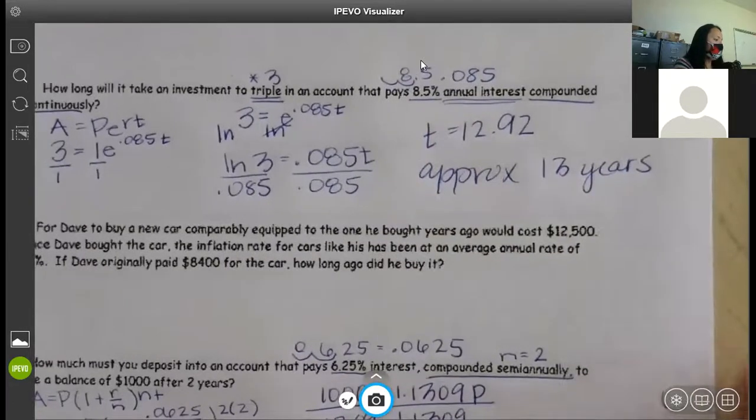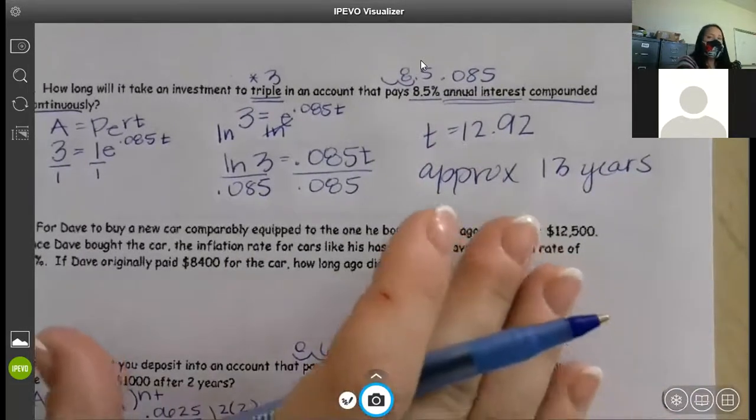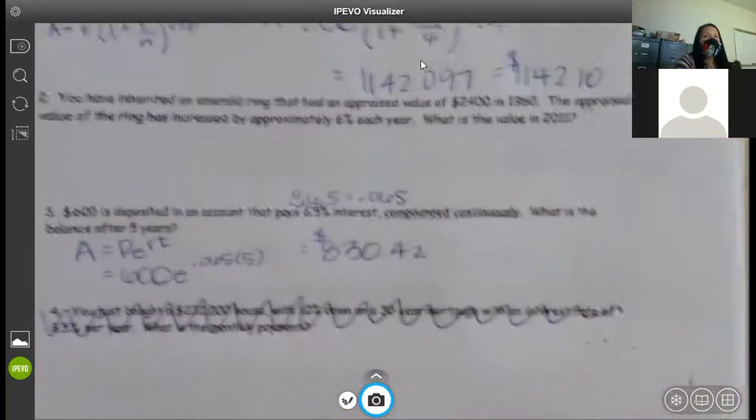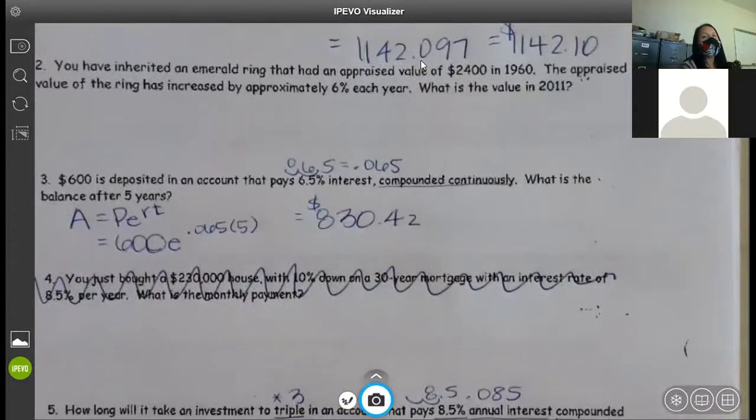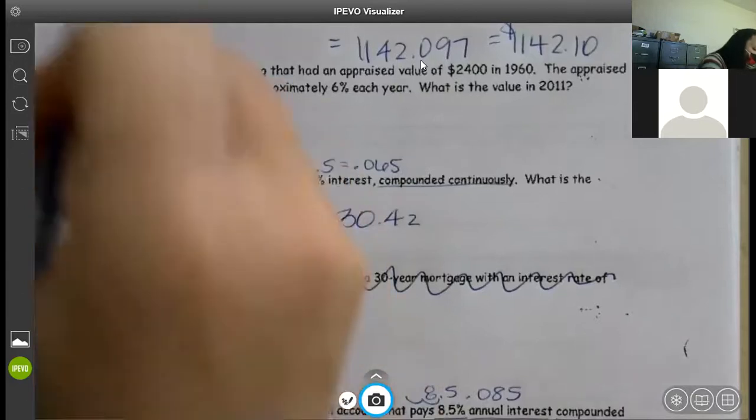All right, we're going to go back up to number two. It says you have inherited an emerald ring that had an appraised value of $2,400 in 1960. The appraised value of the ring has increased by approximately 6% each year. What is the value in 2011? So which formula are we going to use? We know it's not any compounding, so it's either growth and decay or it's half-life. If it's a half-life formula, it will say half-life. So this one has to be growth and decay.